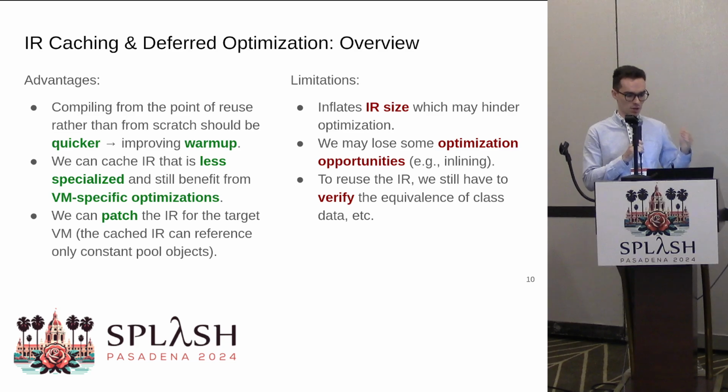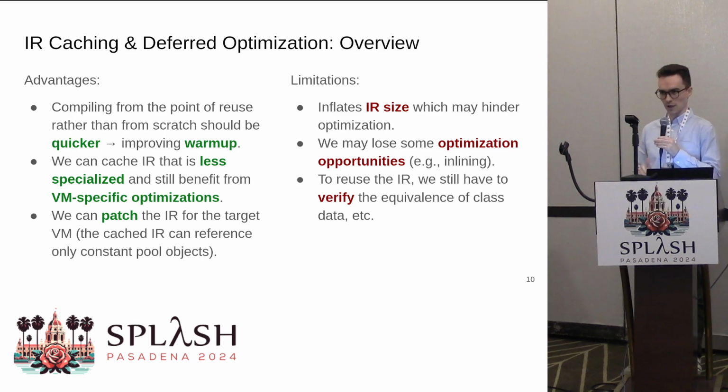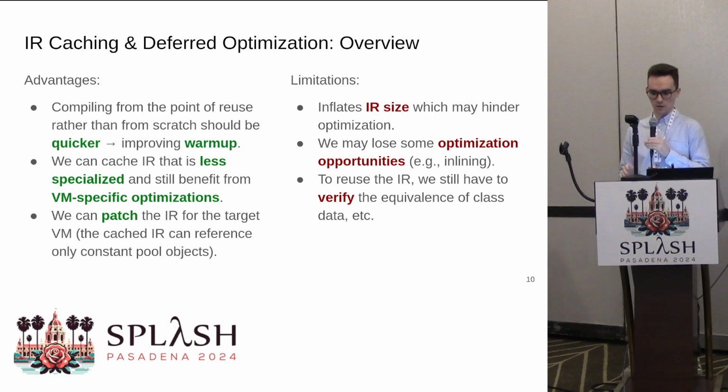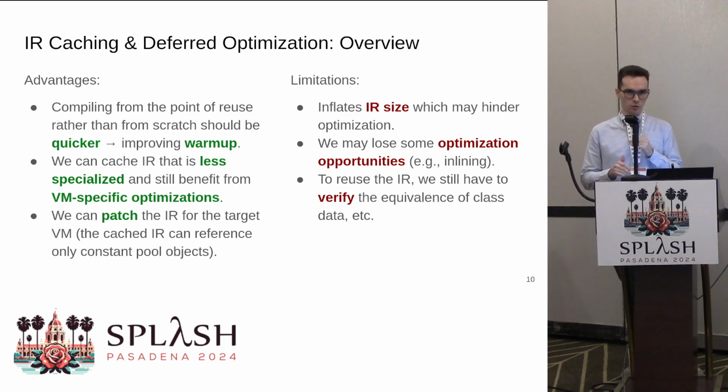And to be able to reuse this IR, we still need to be able to verify the equivalence of class data. What I mean is, the class data that was used to compile the reusable IR should match the class data loaded in the target VM where we want to reuse it. And we would also need to be able to verify all the assumptions made by the compiler during the original compilation.